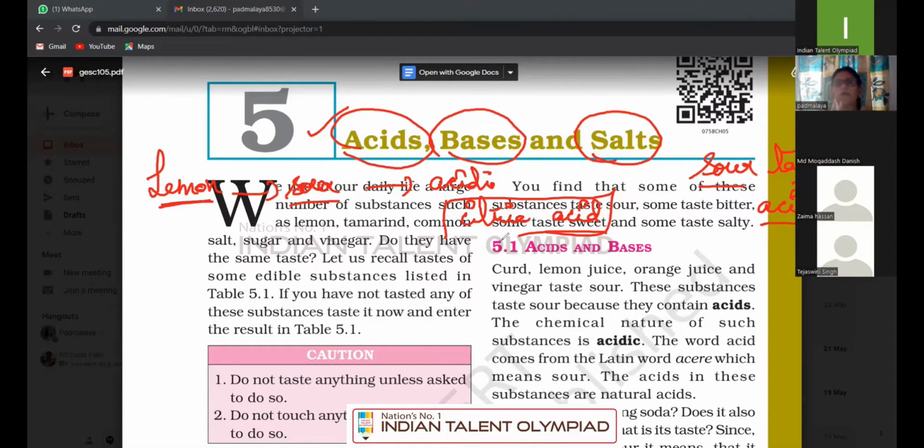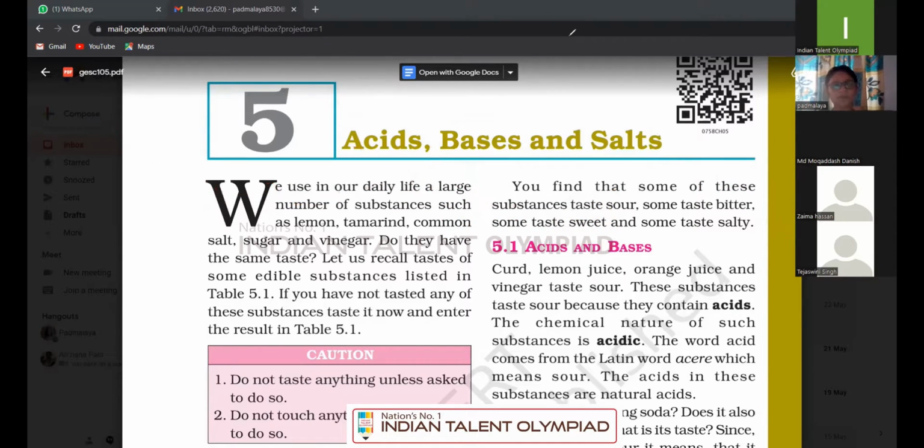Not only lemon, all the citrus fruits, lemon, oranges, mosambi, whatever you eat, all these citrus fruits will contain citric acid in them. And because of the presence of citric acid, it will taste sour. Right? And after lemon, we have another substance. Can you give any more example apart from lemon, which will taste sour?